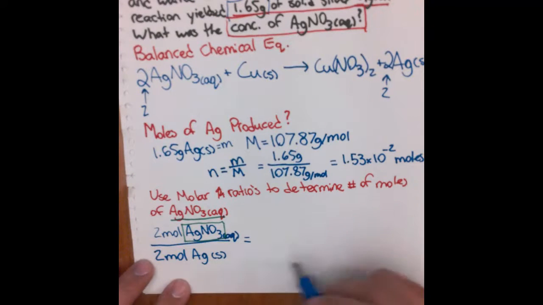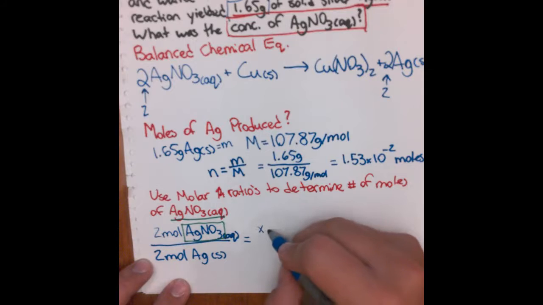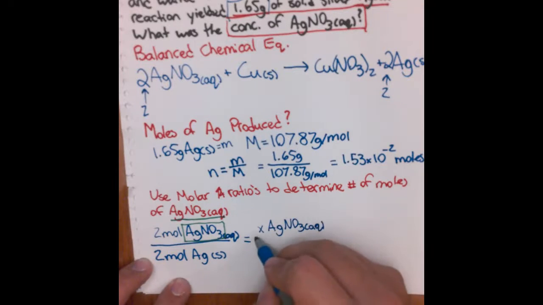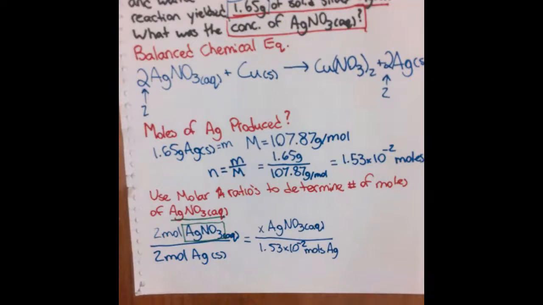So now I'm just going to sub everything in. It's going to be equal to, well, we don't know the number of moles of AgNO3, so I'm just going to put X moles of AgNO3 aqueous over 1.53 times 10 to the negative 2 moles of Ag, right? Now, as we've done many times before, in order to solve for this X value, all we have to do is multiply both sides by 1.53 times 10 to the negative 2 in order to solve for our AgNO3.